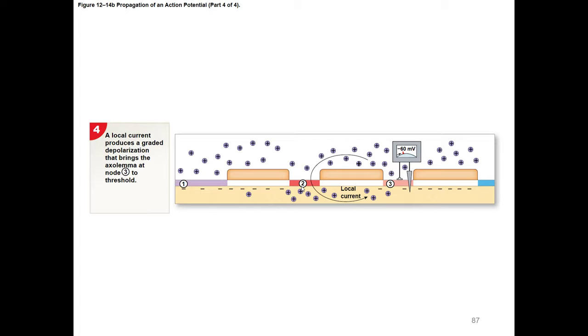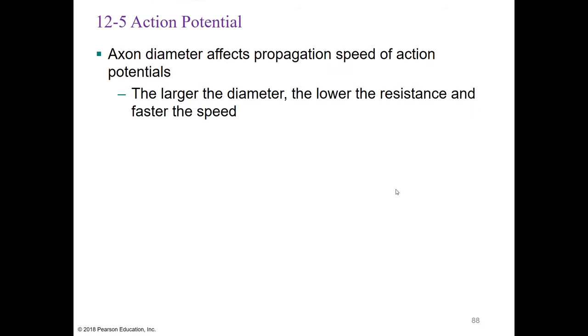Meanwhile, back in node 2, we're going to be undergoing repolarization and refractory. So we are jumping, jumping, jumping to the end. The steps for continuous propagation and saltatory propagation are identical. First depolarization, then repolarization, and hyperpolarization. Exact same story, but we're just jumping over the myelinated sections, which helps us get to the end much faster.